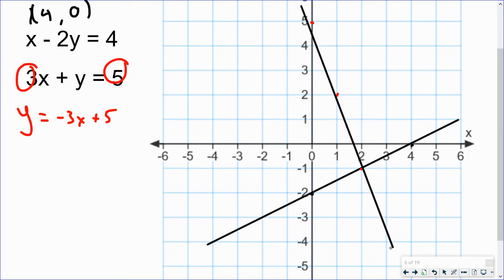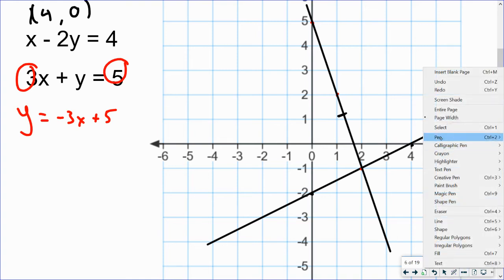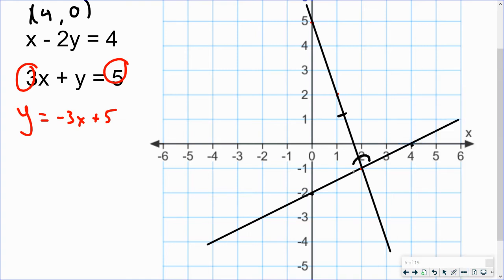And I really did a bad one here. So I'm going to try to get that so I can drag the whole line over. Oops. That looks better. So that intersection point's right here at 2, -1.